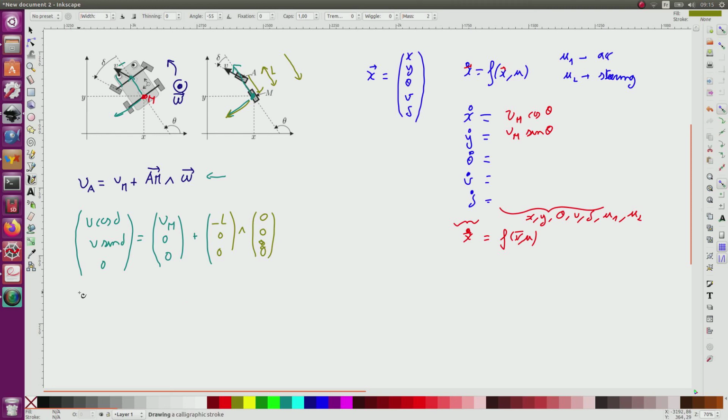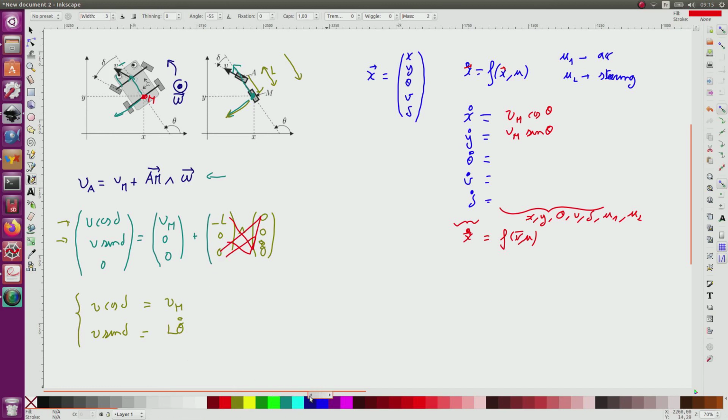This means that I will only take care about the two first components of this vector equation, and I will obtain v cos delta, v sine delta equal Vm plus 0, because this times this and this times this equal 0. And for the second component, this times this minus, so I will have here L theta dot, due to this cross product.